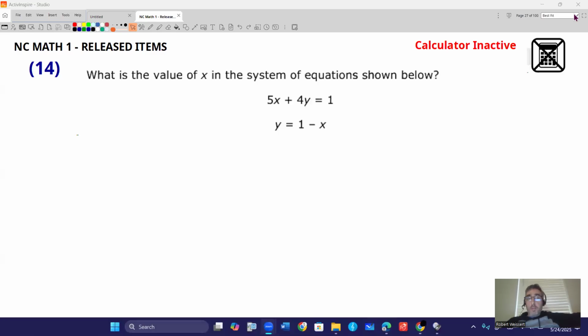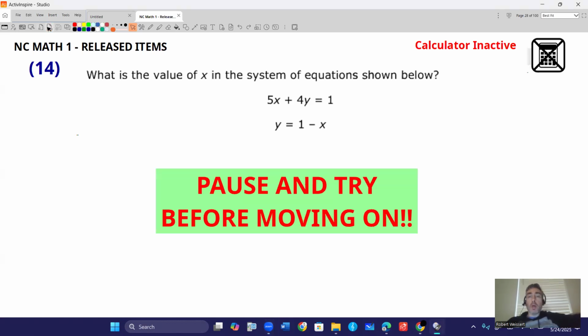NC Math 1 release items, number 14, calculator inactive. What is the value of x in the system of equations shown below? Those equations are 5x plus 4y equals 1 and y equals 1 minus x. Pause the video, try it on your own. We're going to go over it in 3, 2, 1.